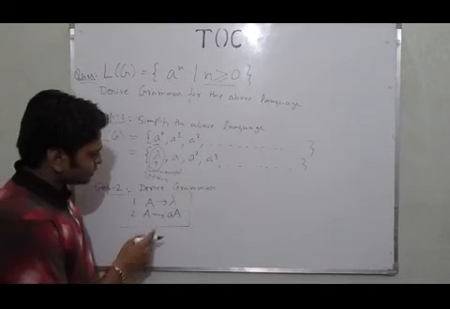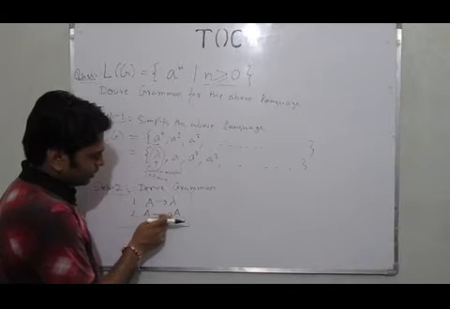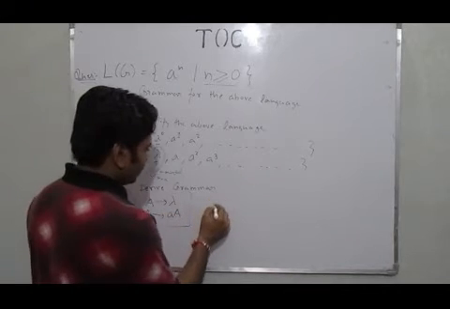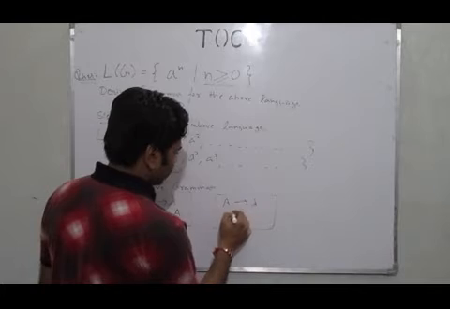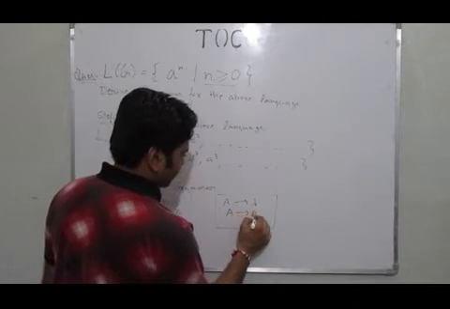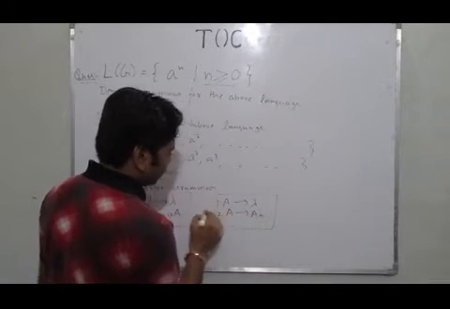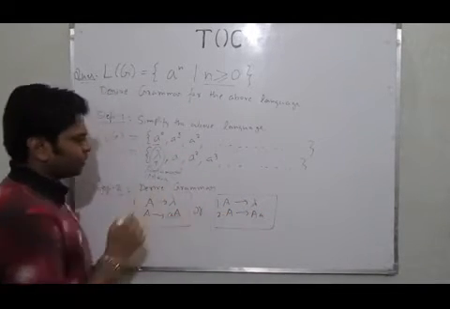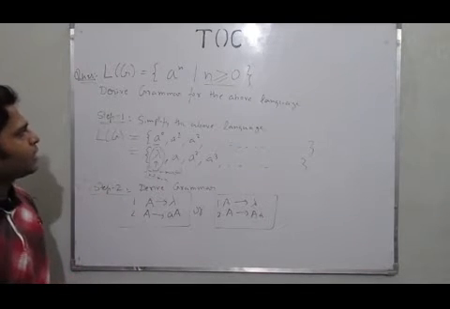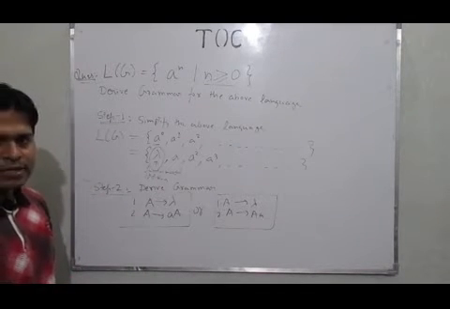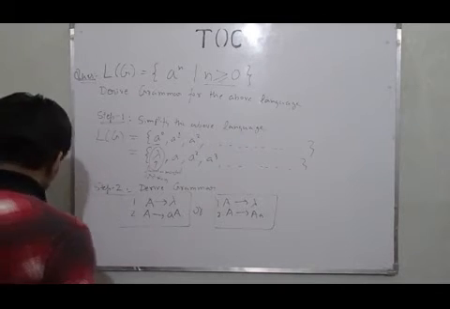I can also write this grammar by putting the A here. There is no problem if I write this grammar as A tends to lambda and A tends to AA. I think there wouldn't be any problem. So this is a simplified way of deriving the grammar for a given language. Let us take one more example.